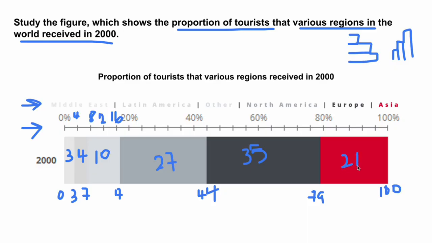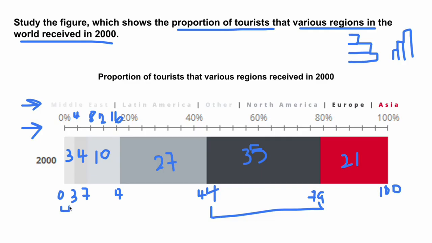Now, even without calculating the percentage figures, you would realize that North America here forms the biggest bar, which tells you straight away, visually, North America takes in the highest percentage of tourists amongst all regions. And since Middle East has the smallest bar, you would then know that the Middle East takes in the least proportion of tourists.